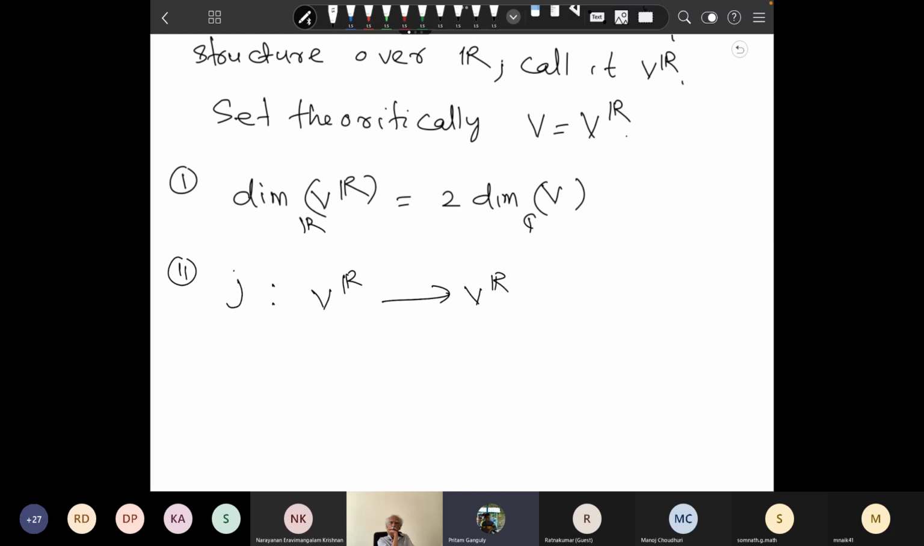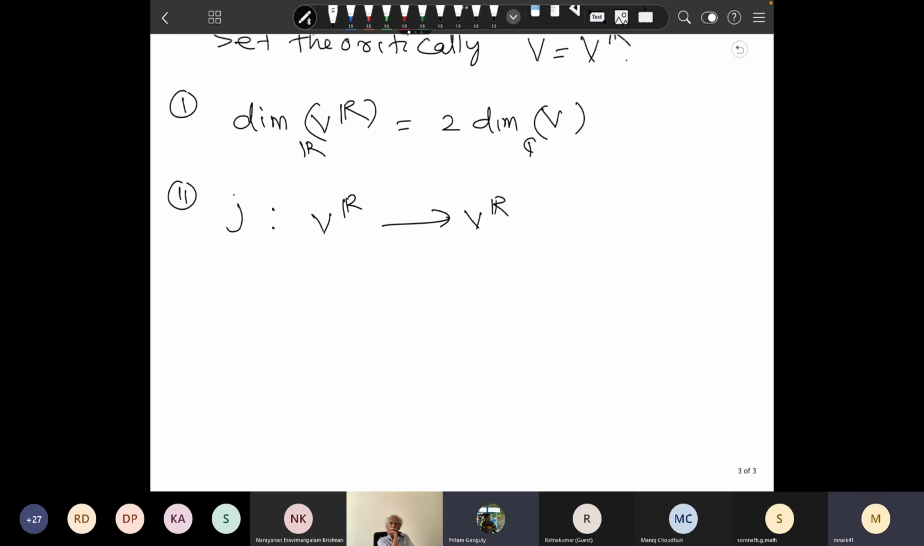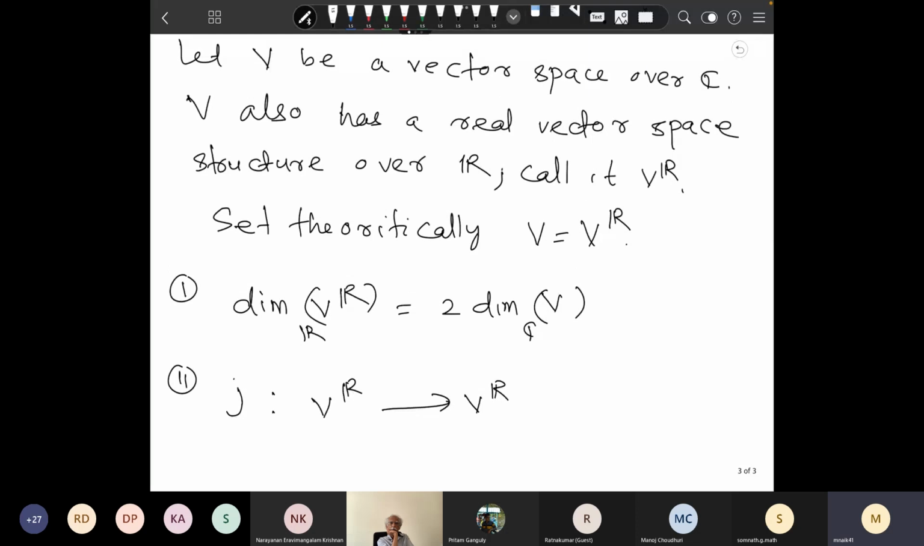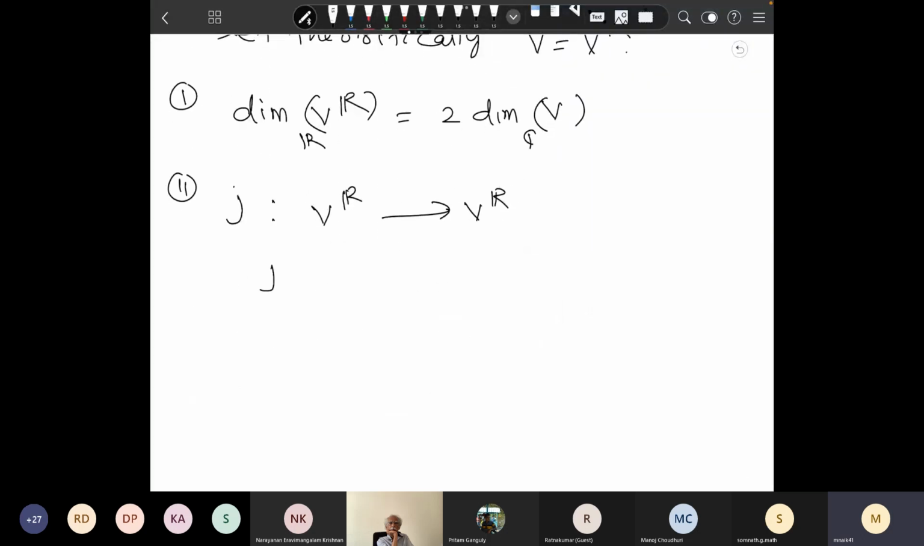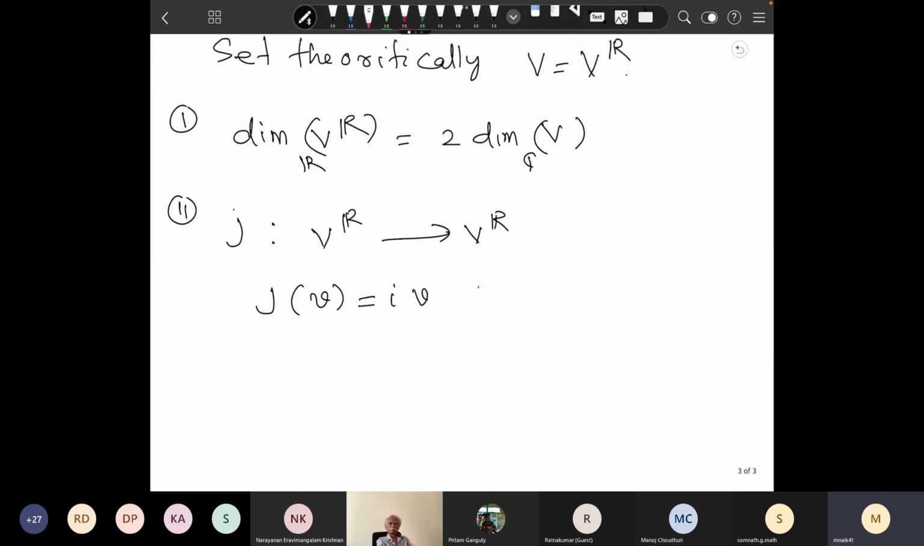Second thing, consider this map J from V^R to V^R. Yeah, you are scrolling too fast. Make it a little slow. Okay, J from V^R to V^R, J v is equal to i times v. This is nothing but multiplication by i.